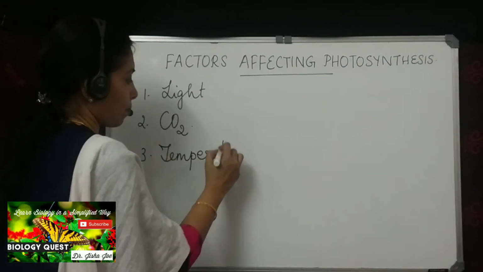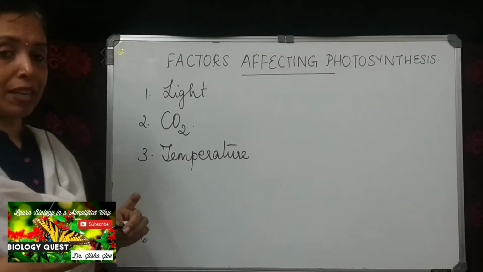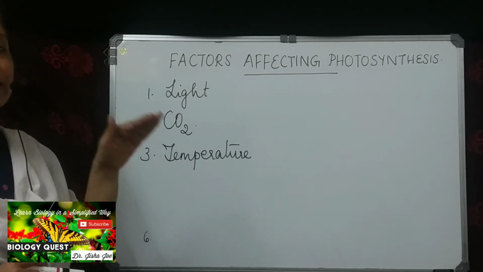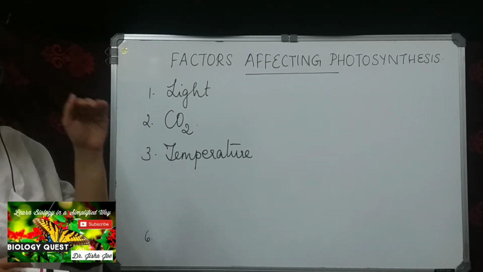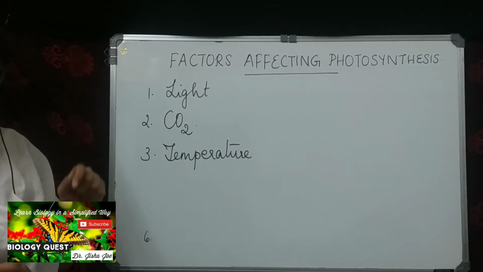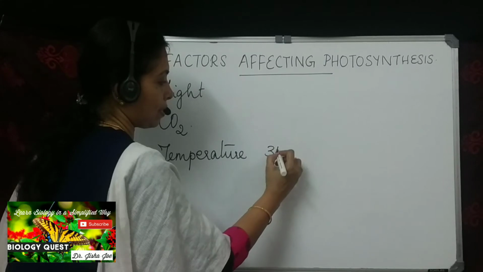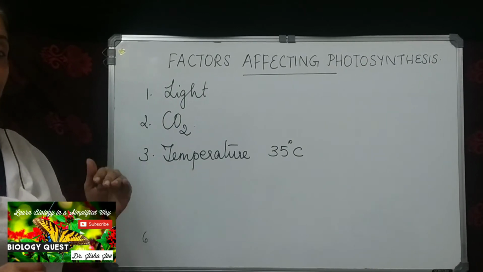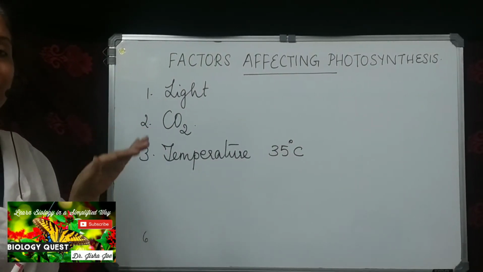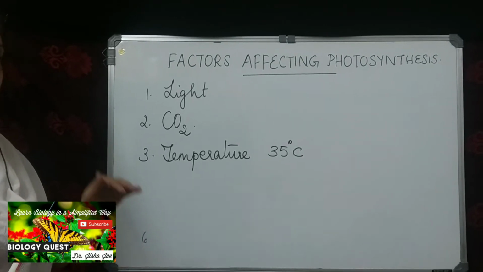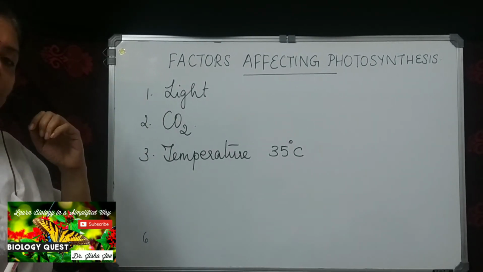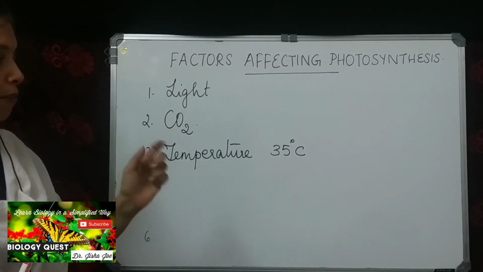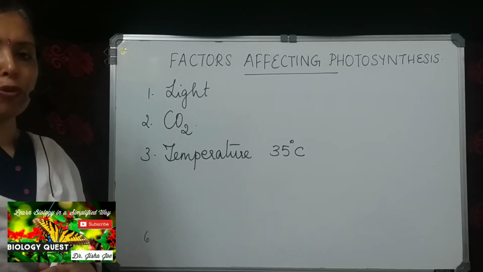Temperature. How does temperature affect the process of photosynthesis? The rate of photosynthesis increases with increase in temperature, but only to a certain limit. The optimum temperature for photosynthesis is 35 degrees Celsius. Beyond this temperature, the rate of photosynthesis will decrease. So up to 35 degrees Celsius, the rate of photosynthesis will increase with the increase in temperature. So 35 degrees Celsius is the optimum temperature for photosynthesis.